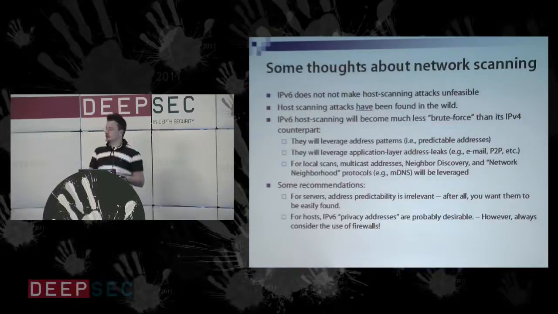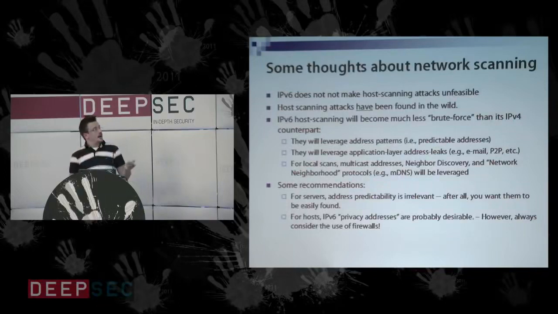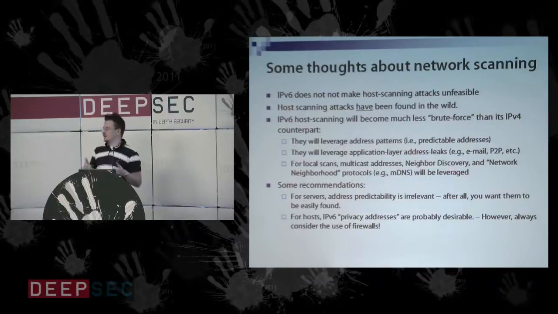But it's still possible to perform a host scanning attack in IPv6 if you incorporate some intelligence in your scanning tools. My take is that host scanning attacks in IPv6 are going to be much less brute force than in IPv4. The reason you do brute force scanning attacks in IPv4 is because it doesn't really make sense to try to incorporate intelligence in the scanning tools. I mean, it's cheap to actually do brute force scanning, but in IPv6, if you don't implement any sort of intelligence in your scanning tools, you're probably not going to be able to find any host that is live.